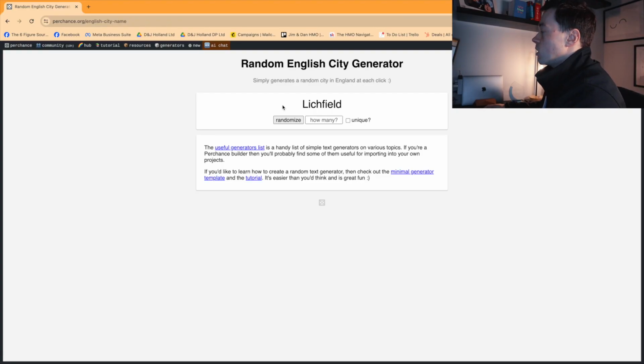First on the list, let's generate a random place in the UK for us to do this. So we're on a random English city generator, and let's find out where we are going to be doing our analysis for. Coventry, let's go for it then.